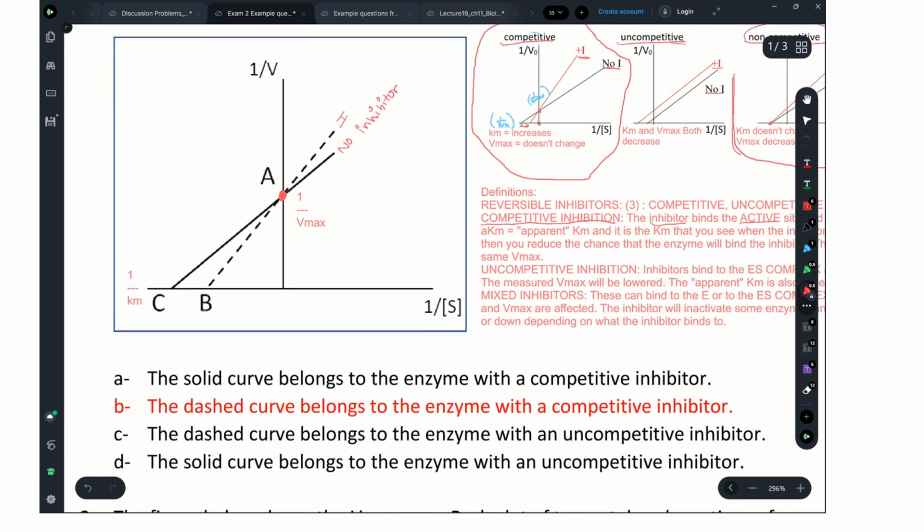Okay, so let's read our choices. The solid curve belongs to the enzyme with a competitive inhibitor. So no, that one belongs to the no inhibitor. Let's look at C. The dashed curve belongs to the enzyme with an uncompetitive inhibitor. No. So we decided that this is competitive.